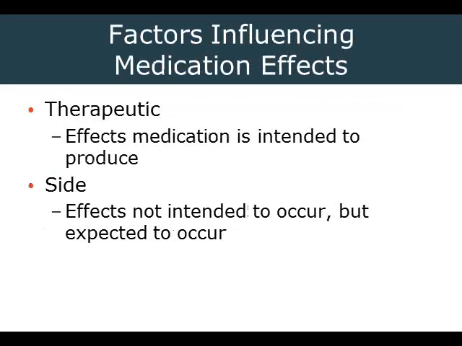A couple of influencing factors here. Therapeutic medication or therapeutic effect is what we intended for it to do. So the therapeutic effect, say, of nitroglycerin is to cause some vasodilation, which eases the blood flow and reduces the ischemia in the heart. Whereas the side effect, this is something we didn't want to occur, but we expected it to occur. So something like hypotension or a headache. We didn't necessarily want that, but it comes along with the territory.